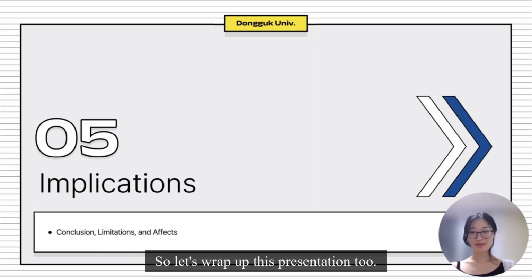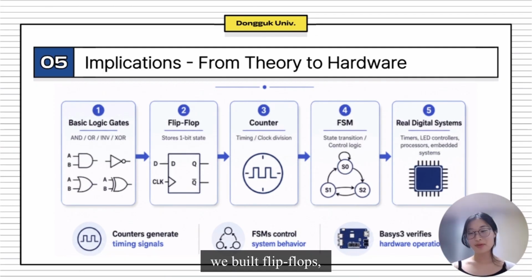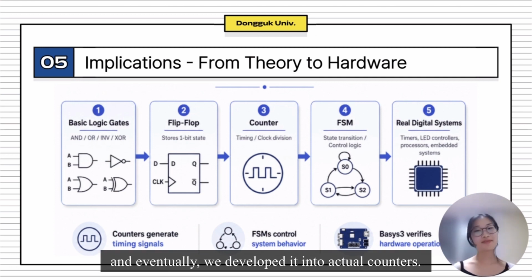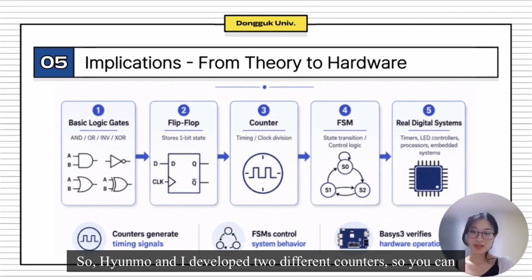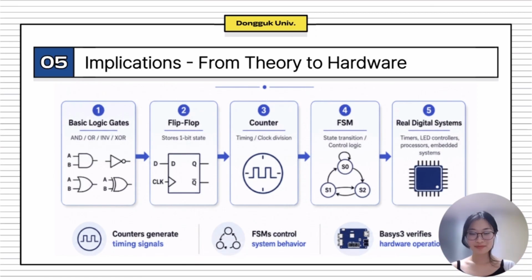So let's wrap up this presentation too. We start with basic logic gates like AND and OR gates, and we build flip-flops, and eventually we develop them into extra counters. So Hyunmo and I developed 2 different counters, so you can see the Basys board operate differently.